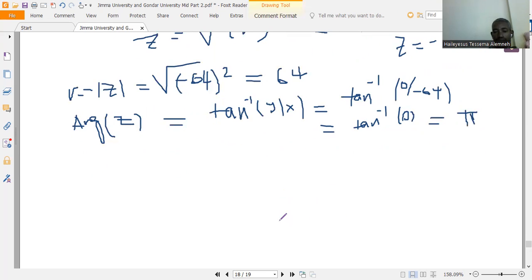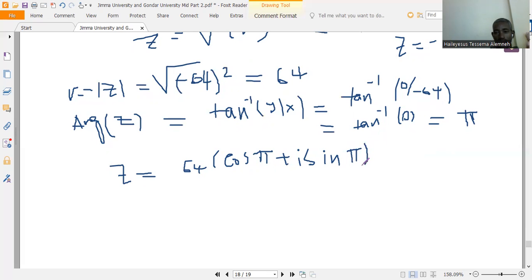Therefore z can be written as 64 times (cos pi plus i sin pi). This is z.